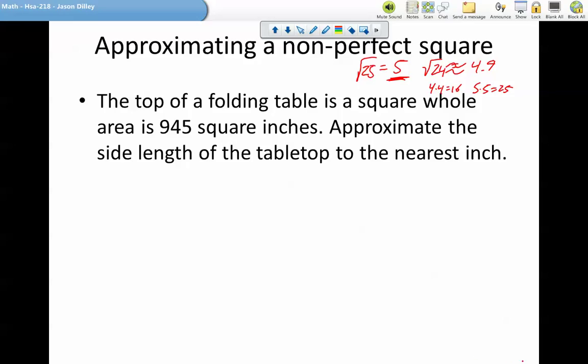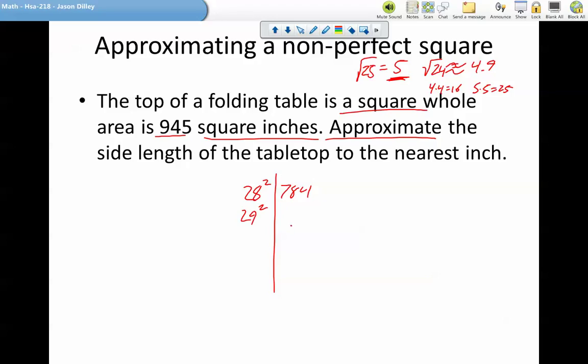So our problem here says the top of a folding table is a square. The whole area is 945 square inches. Okay, so approximate the side length of the tabletop to the nearest inch. Notice that it says approximate. Okay, if we were to make a list of perfect squares, which I will for you, you don't necessarily have to have these ones memorized, but you know, couldn't hurt you.